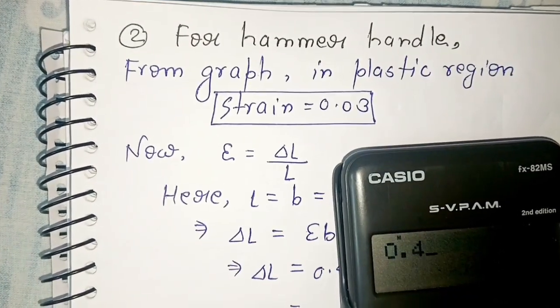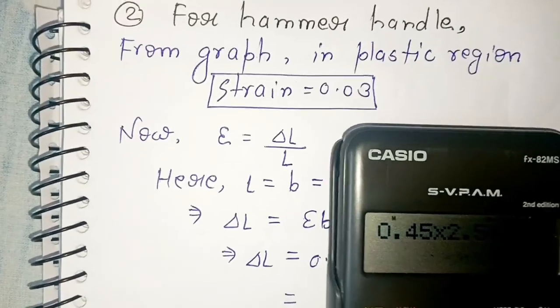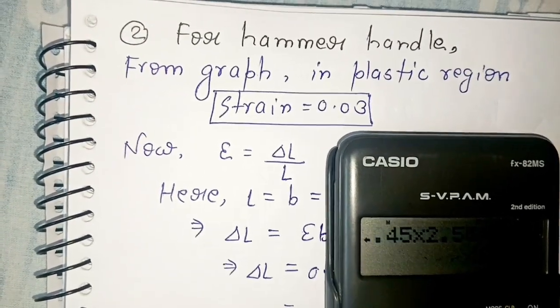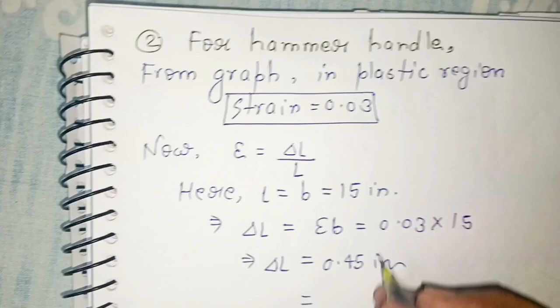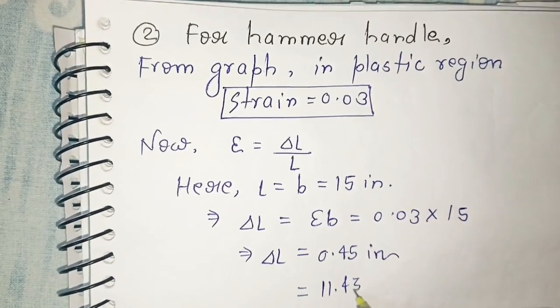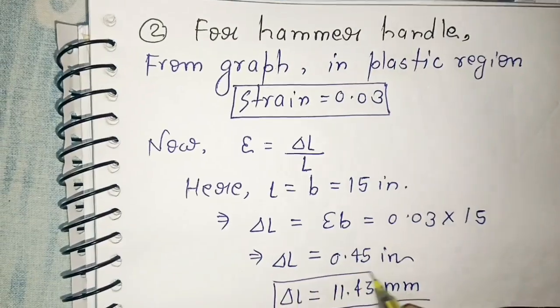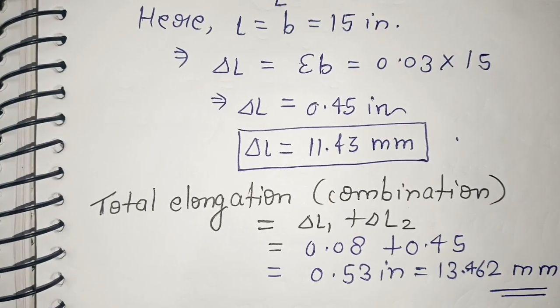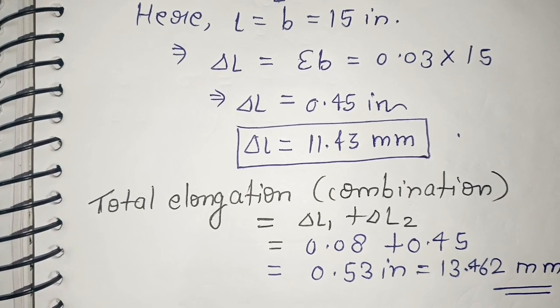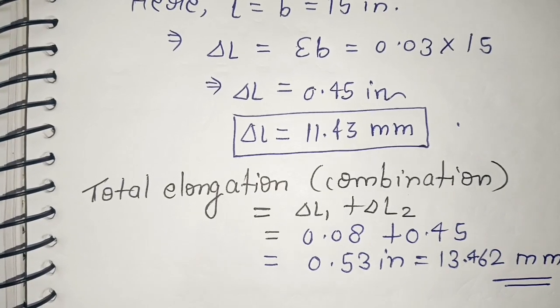You can convert it into millimeters also. So it is 0.45 into 25.4, which is 11.43. So you can see in the plastic deformation the elongation is coming out to be a bit more. It is basically 11.43 millimeter. The question is not over yet. They are asking us the total elongation, that is the combination of the hammerhead and the hammer handle.